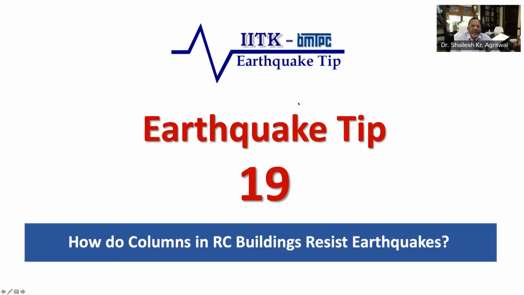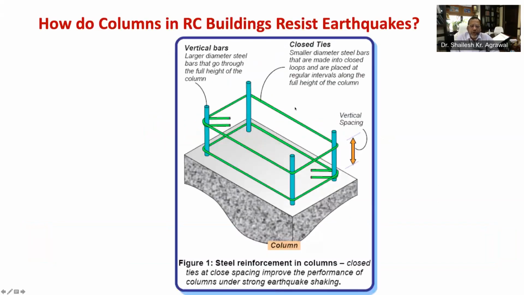In the preceding tip number 18, the behavior of beams under earthquake shaking, their failure mechanism, and reinforcement detailing was discussed. In this tip, we will discuss the column, which is a vertical member in a reinforced cement concrete building. As you can see in this figure, the column contains two types of steel reinforcement, namely long straight bars called longitudinal bars placed vertically along the length, and closed loops of smaller diameter steel bars called transverse ties placed horizontally at regular interval along the full length of the column.